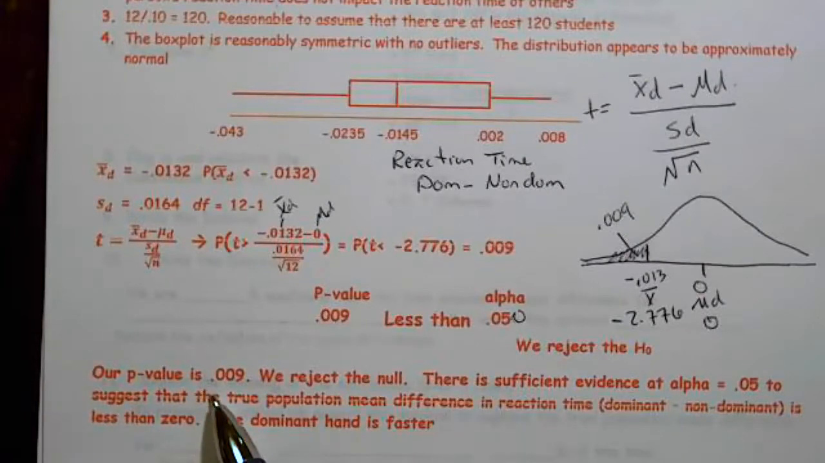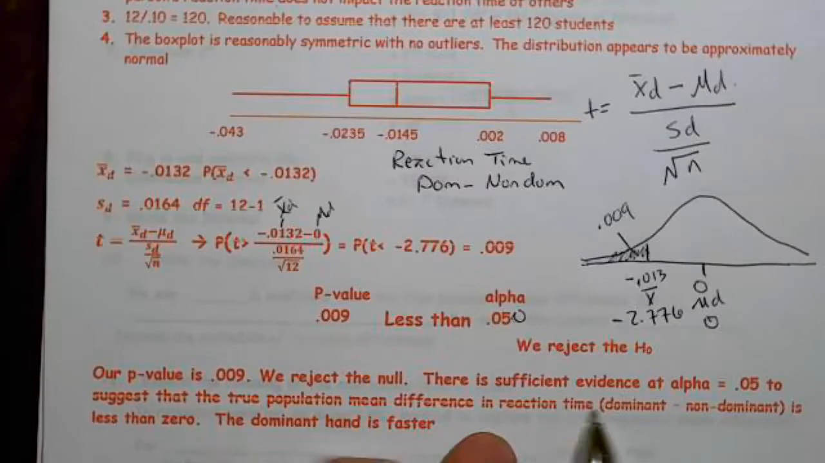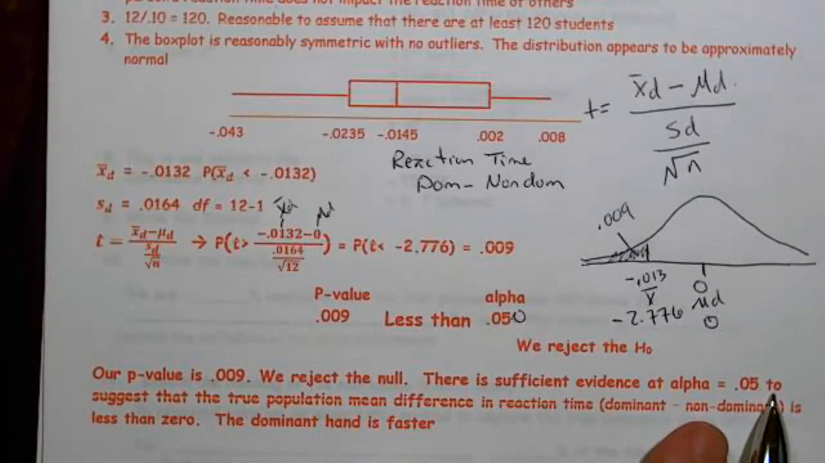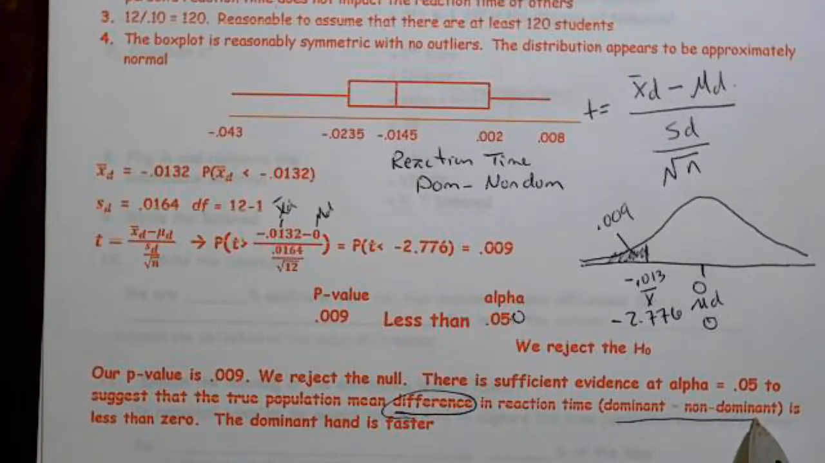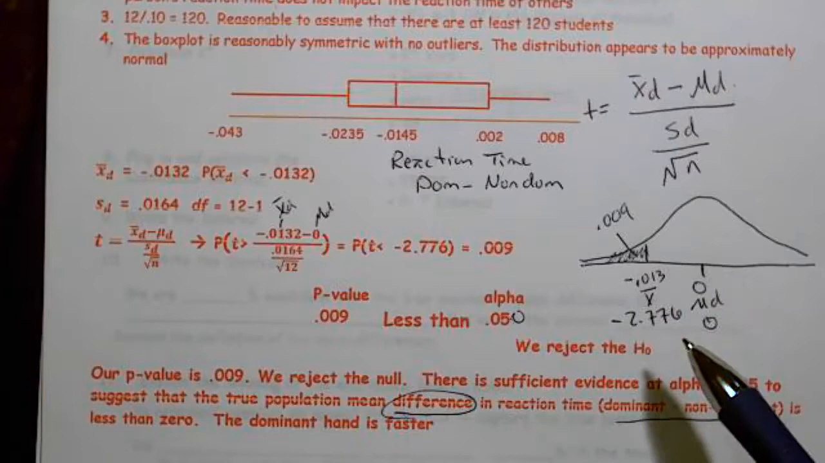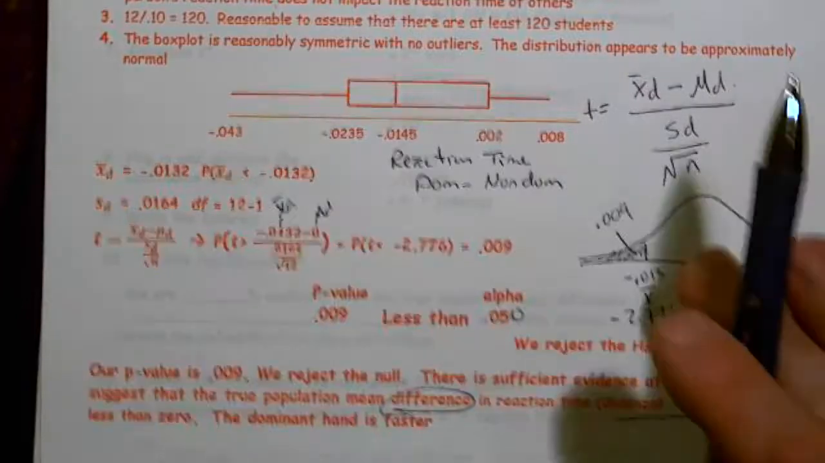And here's our statement. Our p-value is 0.009. We reject the null. There is sufficient evidence at alpha equals 0.05 to suggest that the true population mean difference in reaction time, always have to say which way we subtracted, is less than 0. Basically, in this case, we know the dominant hand is faster. All right, we're going to look at the confidence interval next.